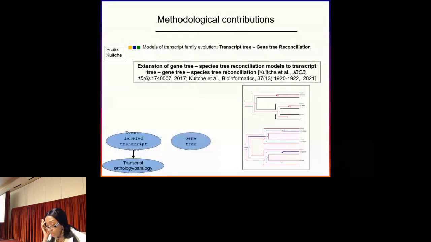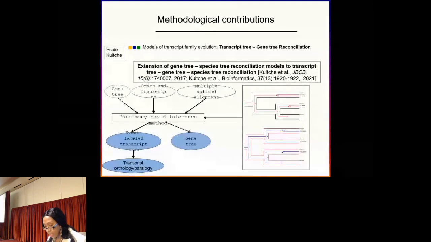So the model is a parsimony-based inference method that takes as input the genes and the transcripts and the multiple splice alignment, and gene trees can be taken as input if we want, for example, to reconstruct only one event-level transcript tree, or they can also be output. Gene trees can also be output here if we take several gene families with the transcripts and we want to reconstruct jointly both the transcript trees and the gene trees for the gene family.